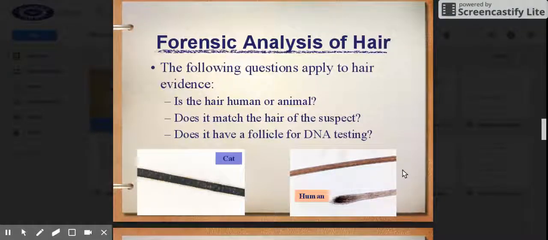Okay, so forensic analysis of hair. The following questions apply to hair evidence. Is the hair human or animal? Does it match the hair of the suspect? Does it have a follicular tag for DNA testing? And we're going to go ahead and stop here, and we'll pick up with notes later.